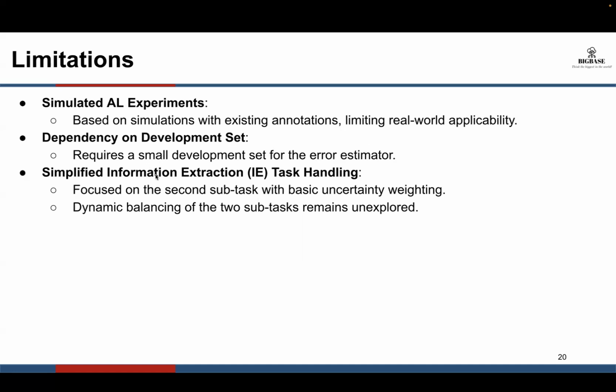And also, they simplify the information extraction experiment. They just focus on the second subtask, by discarding the unrelated pairs for the first task. They say in the future both tasks can be focused, and they say dynamic balancing can be used for this. And yeah, these are the limitations, and thank you for listening.